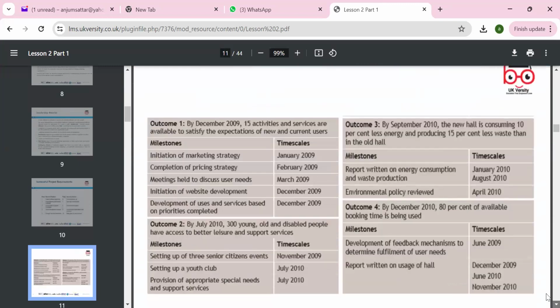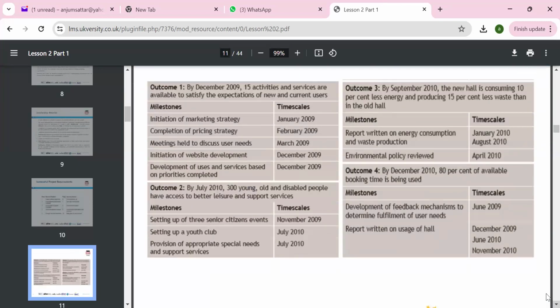That's also very important. We can look at an example: by December 2009, the 15 activities, service availability to satisfy the expectation of the new and the current. We can look at the milestones: marketing strategy, pricing, discussing the need, website development, and then we can launch. Outcome two: by July, older, younger, and disabled people have better access to services. We can look at the milestone of setting up the youth club provision.